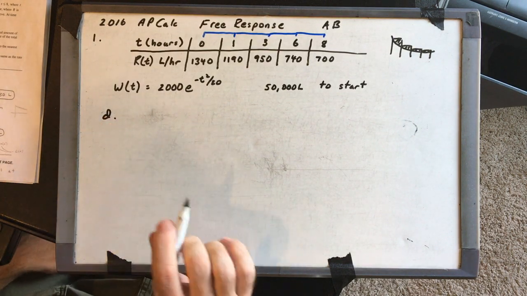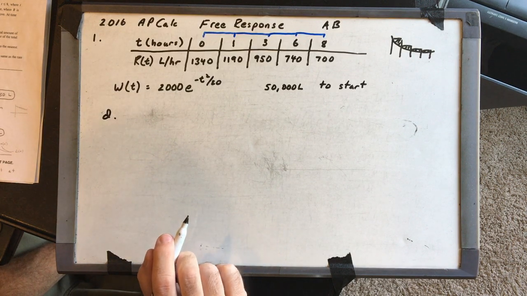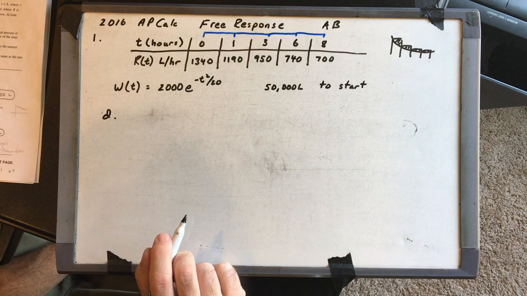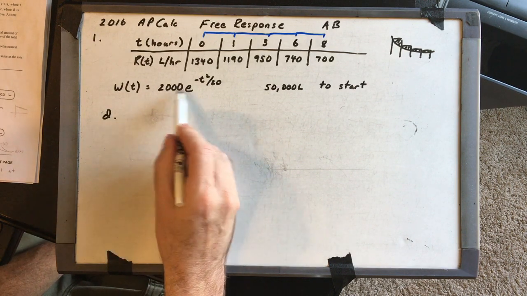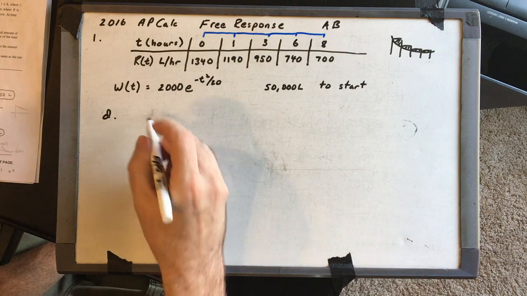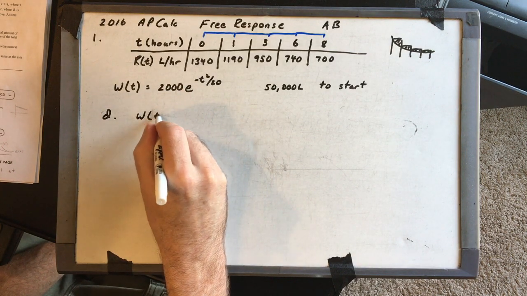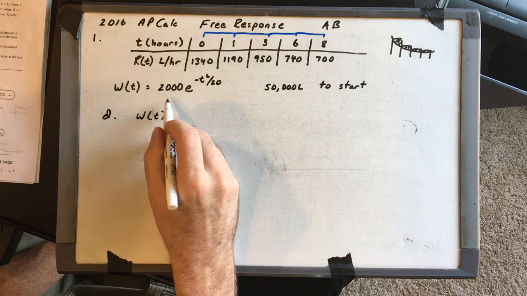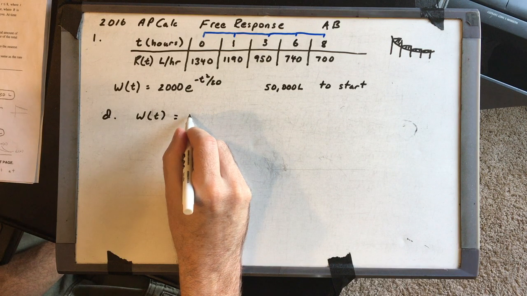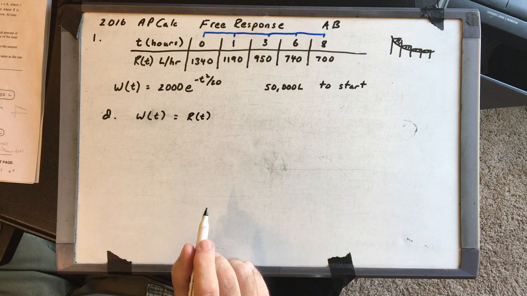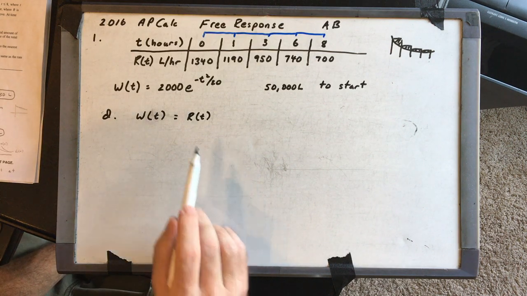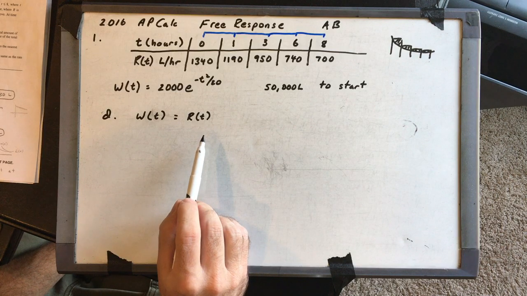Okay, part D says for time between 0 and 8, is there a time t when the rate at which the water is pumped into the tank is the same as the rate the water is removed from the tank? Well, you could graph this and you can see that it's a falling function. So what it's asking is, somewhere between time 0 and time 8, is W of t equal to R of t? And you just need to know, are those two lines going to cross somewhere?